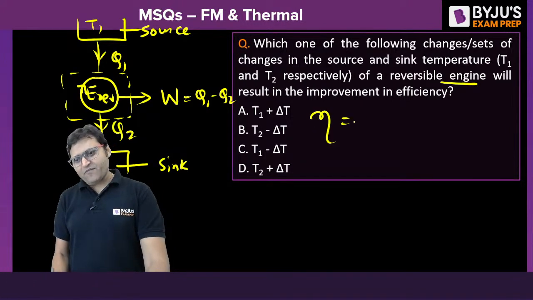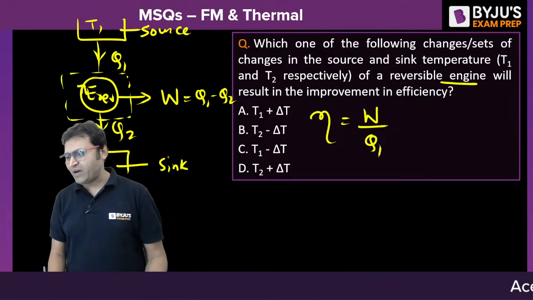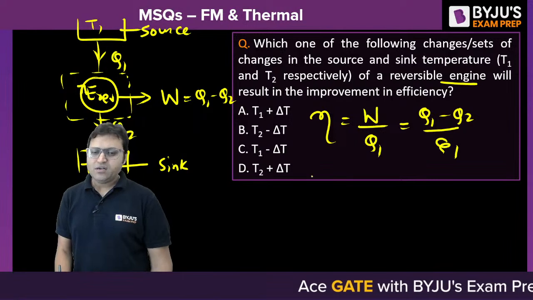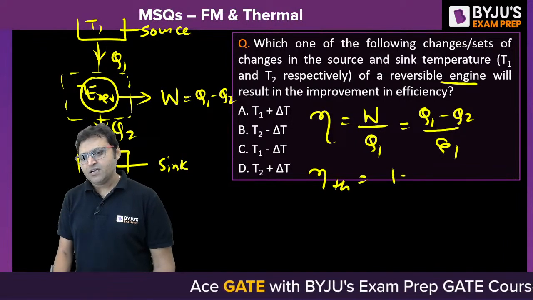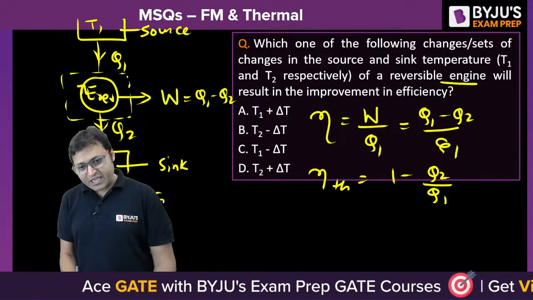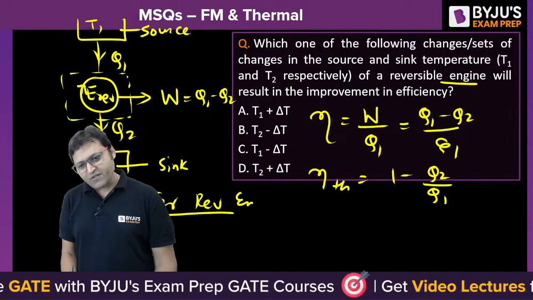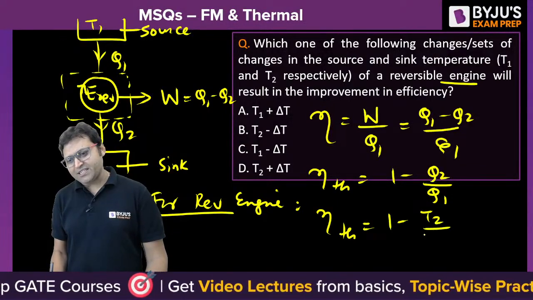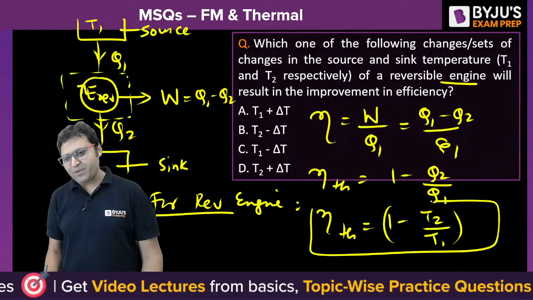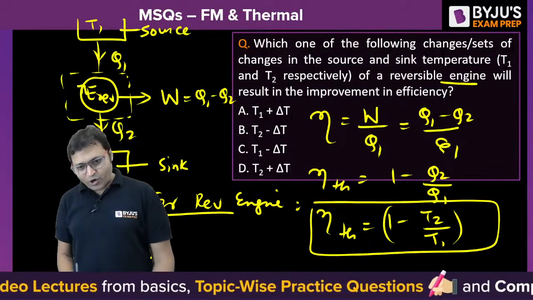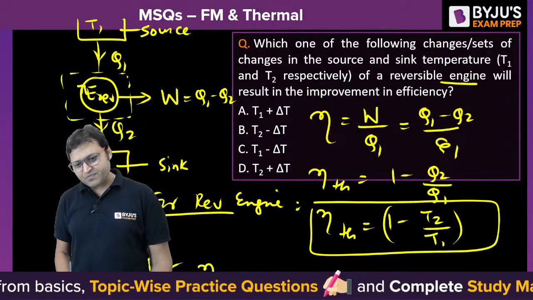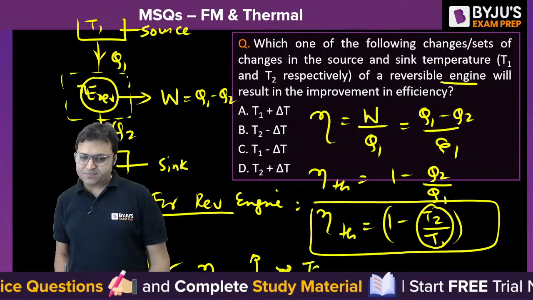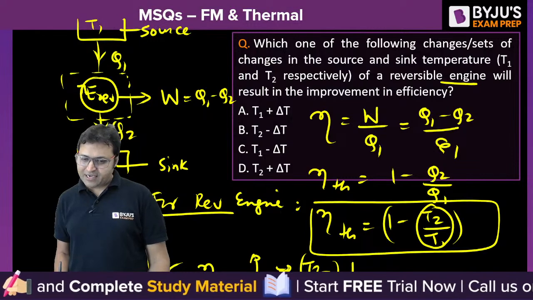So we can say the thermal efficiency is equal to W upon Q1, the work output upon heat input, or we can say Q1 minus Q2 upon Q1, or we can say thermal efficiency of the engine is 1 minus Q2 by Q1. For a reversible engine, thermal efficiency is 1 minus T2 by T1. It is a function of temperatures only. So if we want to increase the thermal efficiency, T2 by T1 must decrease, isn't it?